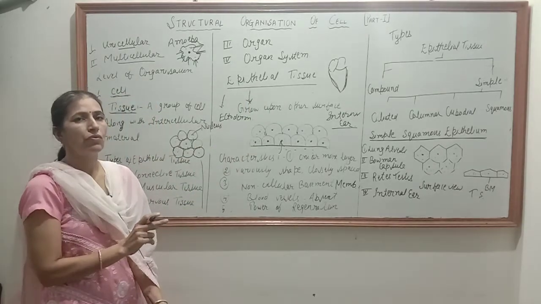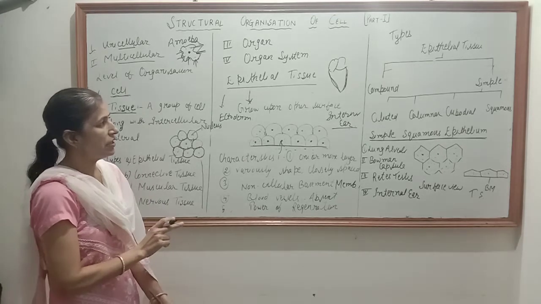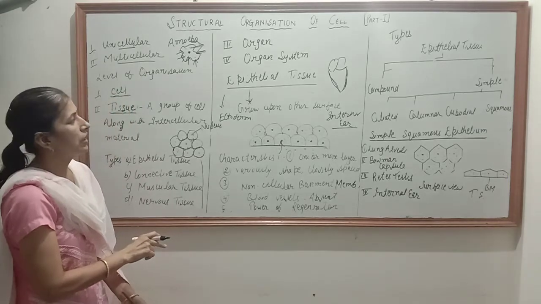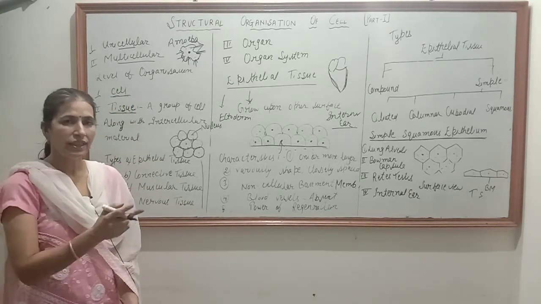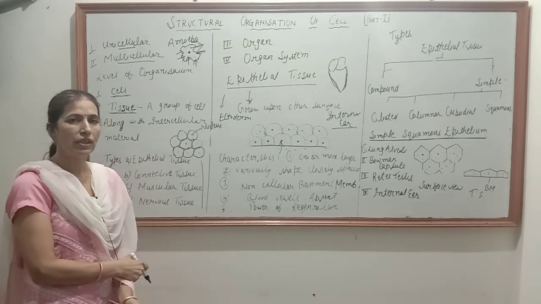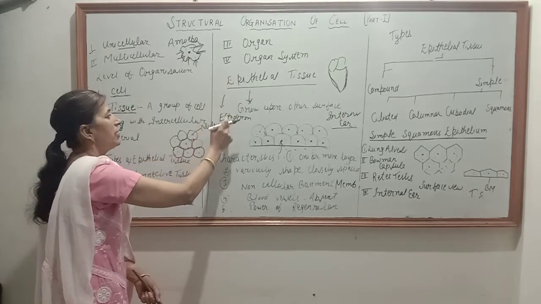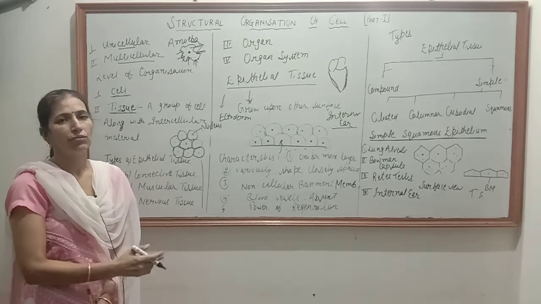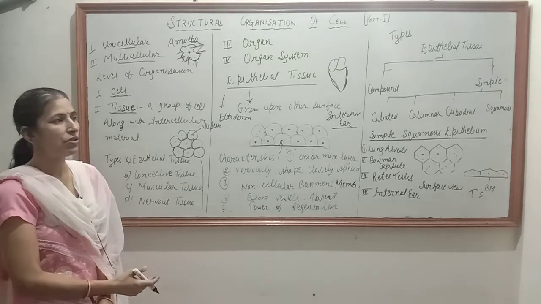So what is the epithelial tissue? It is composed of one or more layers of cells which are present on the external or internal surface of the body. What is the origin of the epithelial tissue? In the triploblastic animal, three types of layers are present: ectoderm, endoderm and mesoderm. Epithelial tissue can be derived from any layer, means it may be derived from the ectoderm, maybe from the endoderm or maybe from the mesoderm.